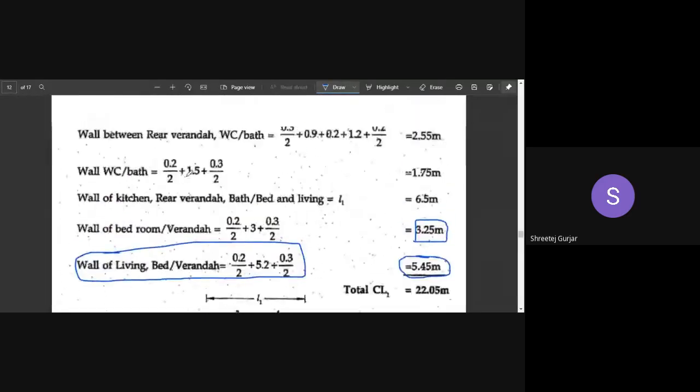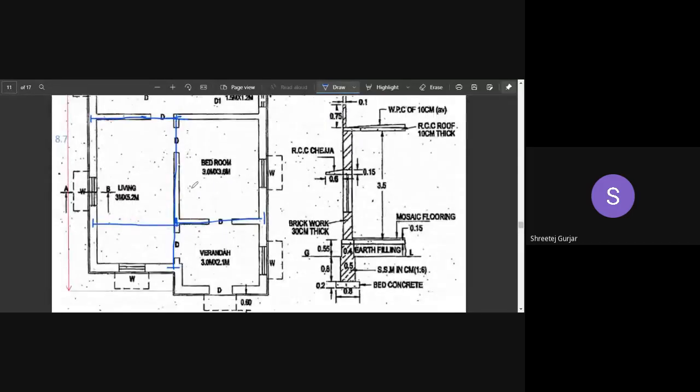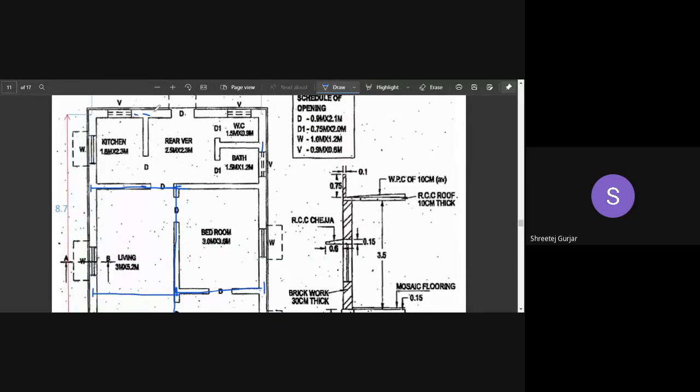So coming to kitchen, let me just scroll up. So this kitchen is over here. So I need the length, that is center to center length, starting from here to here. So it will be 0.3 by 2 plus 1.8 plus 0.2 by 2, and I need this length. So this is breadth B, right? Breadth B, so center to center length will be 0.3 by 2 plus 2.3 plus 0.2 by 2.